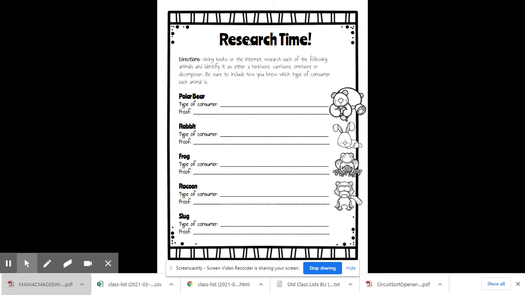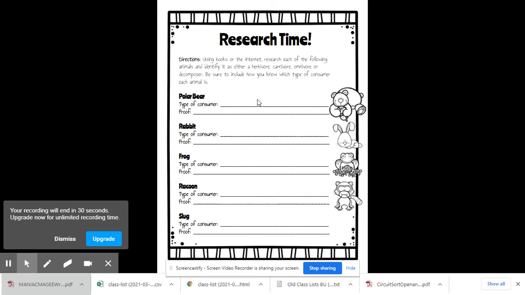At the very end of science, you're going to do some research. This is kind of fun as we start this chapter, and you'll be given specific animals that you'll have to research to find what type of consumer it is. And the proof, ladies and gents, is what that specific animal eats. That's the proof depending on your answers.